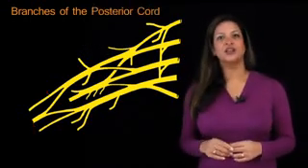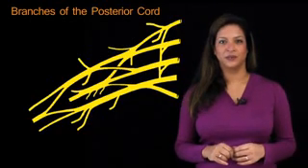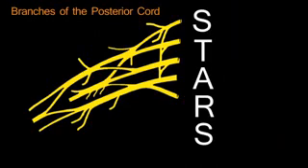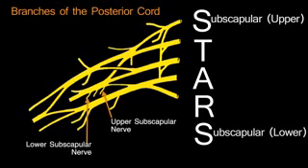There are 5 branches that come off the posterior cord. Now I have a mnemonic for this, which is STARS. That's S-T-A-R-S. STARS begins and ends with an S, which reminds me that there are the upper and the lower subscapular nerves, which supply subscapularis and teres major.